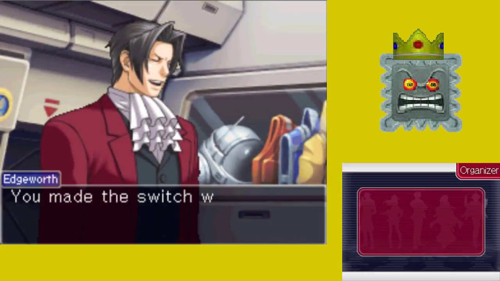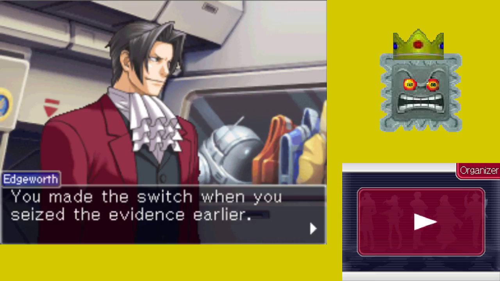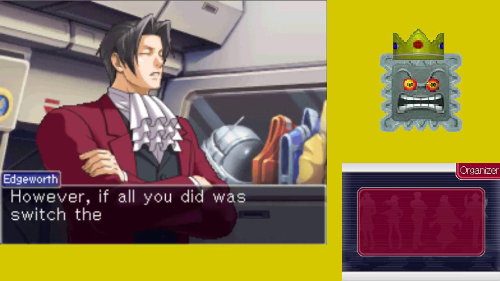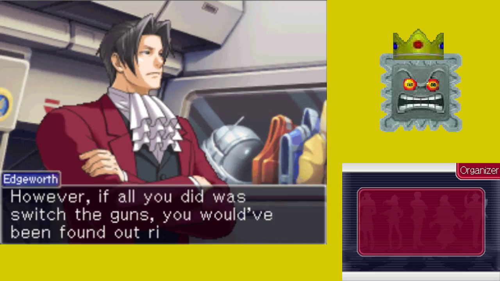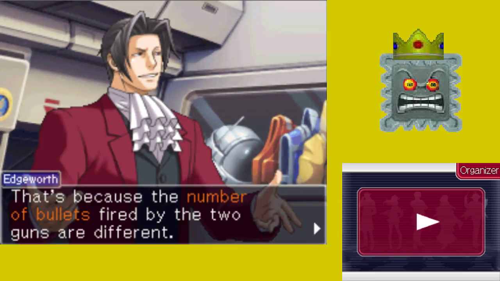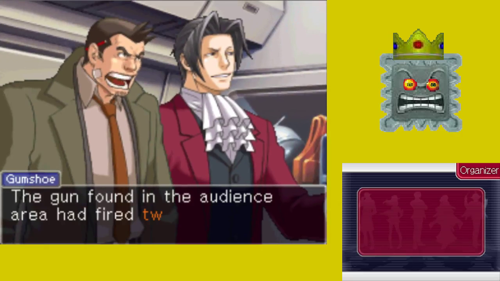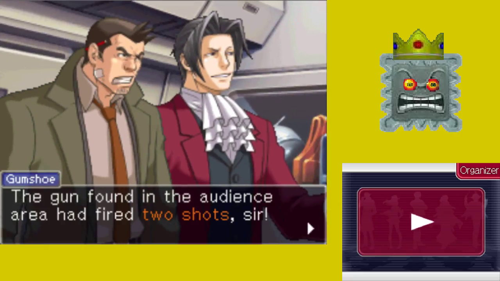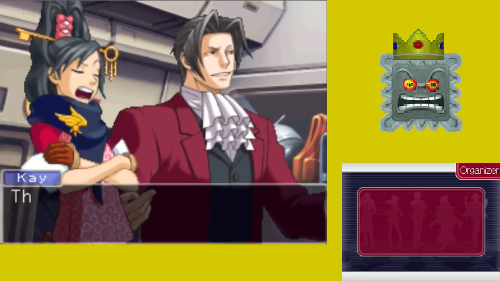Here, Detective Gumshoe, please have a look at this cylinder. 2 shots of fire. 2 shots of fire, but where would the fingerprints be? You made the switch when you seized the evidence earlier. However, if all you did was switch the guns, you would have been found out right away. That's because the number of bullets fired by the 2 guns are different. The gun found in the oil area had 2 shots fired.